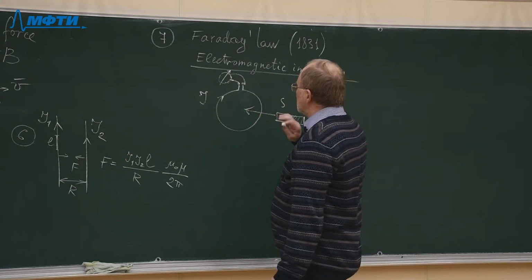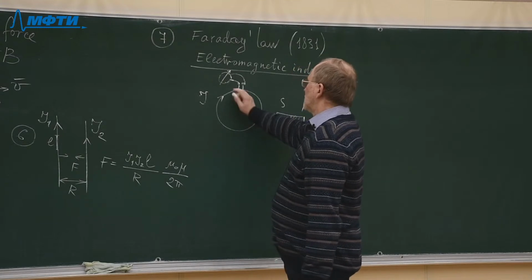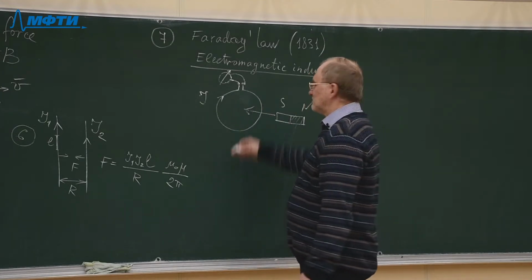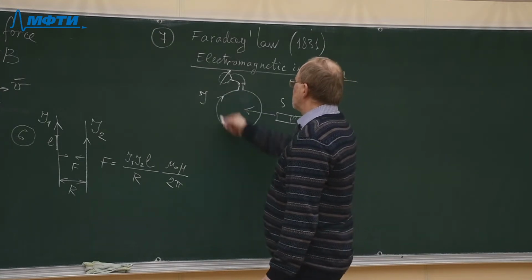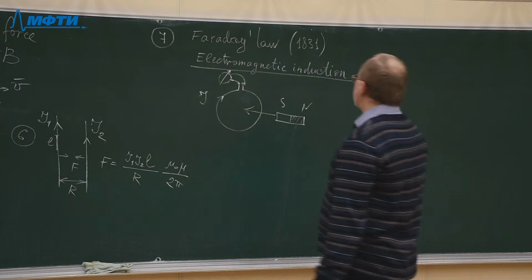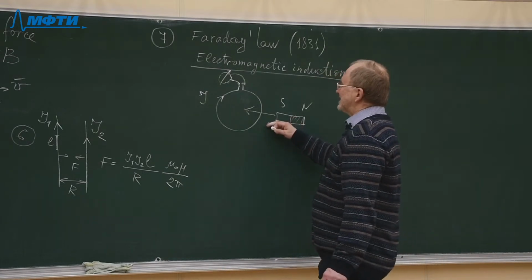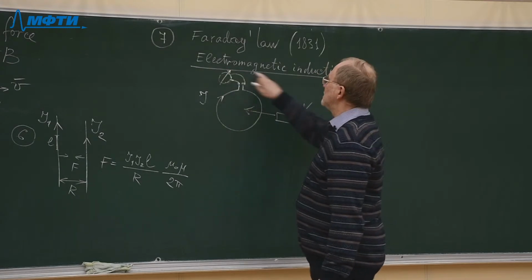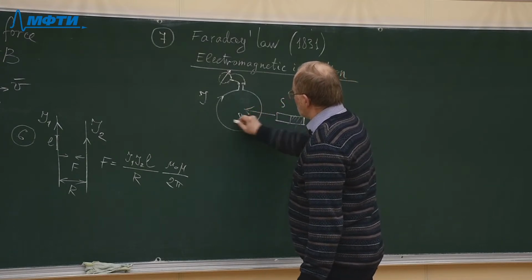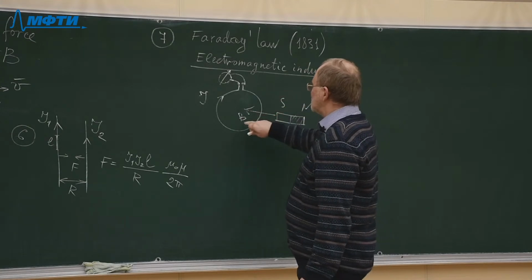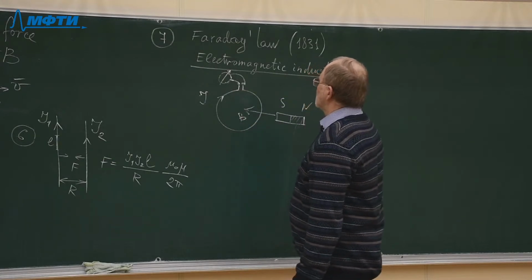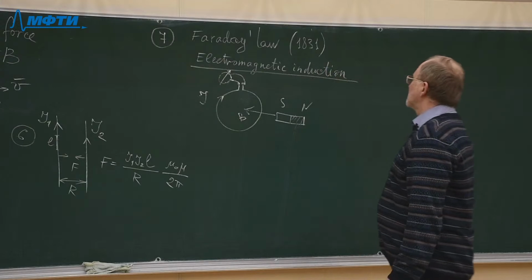If the magnetic field which goes through this wire loop is in any way changing, then there is a current in this loop. That's the phenomenon of electromagnetic induction. The magnetic field is inducing electric current. That's the meaning behind this word. The magnetic field B, if it's changing, then the variation of the magnetic field is inducing the electric current. That is the effect of electromagnetic induction.